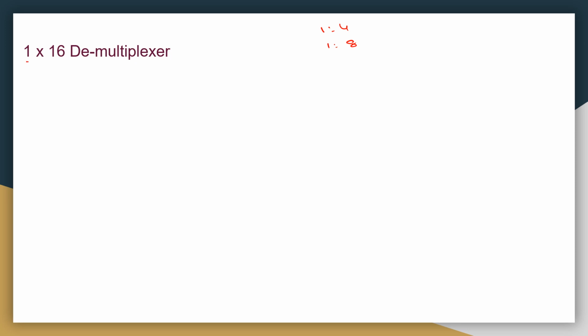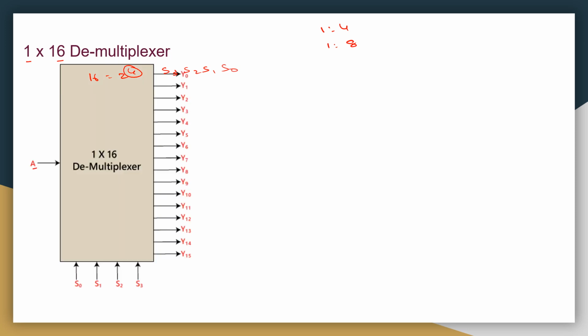Here number of inputs is 1, number of outputs is 16. 16 can be written as 2 power 4. So selection lines are 4. Those can be written as S3, S2, S1, S0. In the corresponding diagram, input is A and selection lines are S0, S1, S2, S3. Outputs are these. So based on the selection line values, A can be forwarded to any one of these. By knowing that, we can easily get the corresponding truth table.